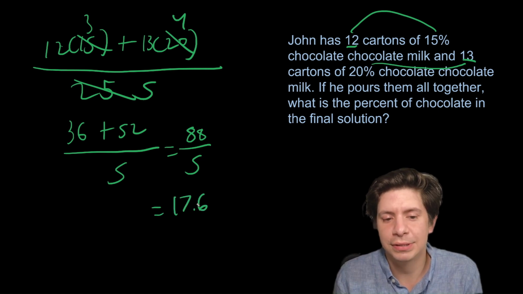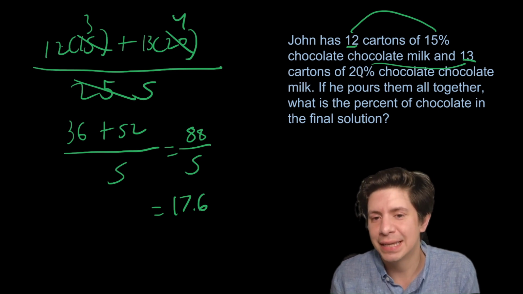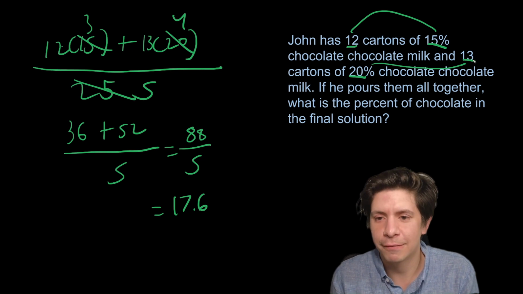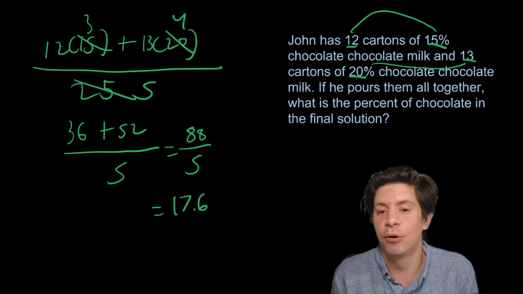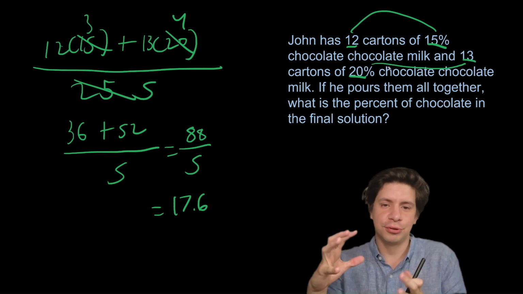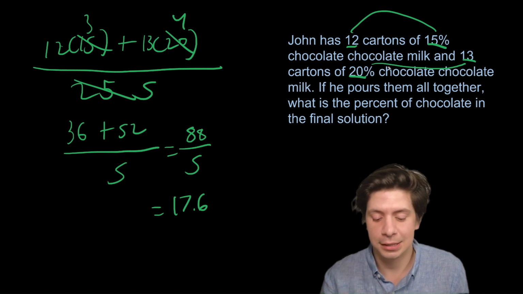What I want you to notice is 17.6 is a little bigger than 17.5, which makes sense. It's going to be closer to 20% than 15% because there's more of the 20% milk than the 15% milk. So that's going to shift it there. The more you have of something, the closer you're going to be to the value. That's why it's a weighted average. It carries more weight in this calculation.